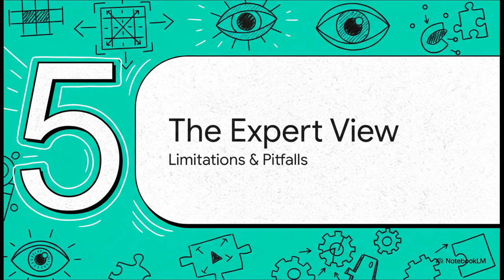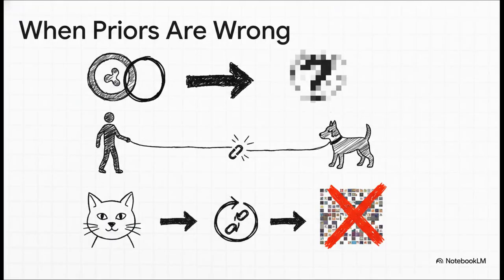All right, but no tool is perfect, right? Every hero has a weakness, and it's super important to understand where our hero, convolution, can fall short. The funny thing is, the very assumptions that make it so powerful are also its biggest Achilles heel. When those built-in assumptions don't match reality, the model is going to have a really hard time. So let's look at where it breaks.